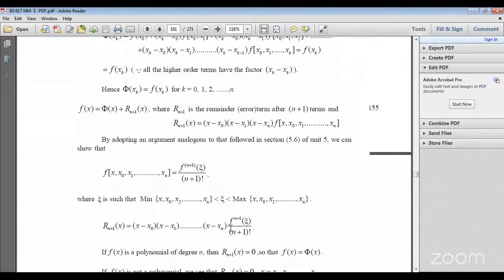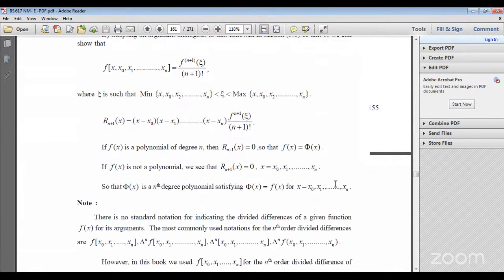So zeta means a single value lies between them. Why? Because we are taking the function and finding one value, so we write minimum of x, x0, x1, and so on, xn less than zeta less than maximum of x, x0, x1, and so on, xn. R n plus 1 of x equals (x minus x0)(x minus x1)(x minus x2) and so on (x minus xn) times f to the power n plus 1 of zeta by n plus 1 factorial. If f of x is a polynomial of degree n, then R n plus 1 of x is equal to 0, so that f of x is equal to phi of x.